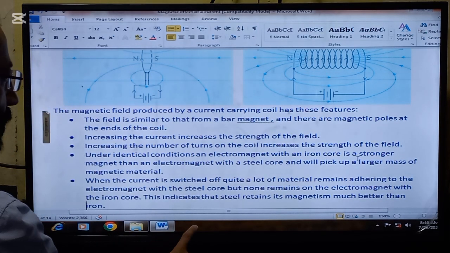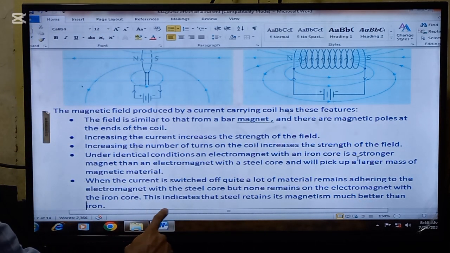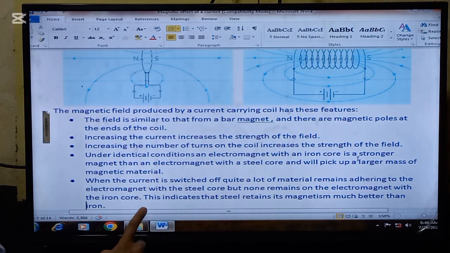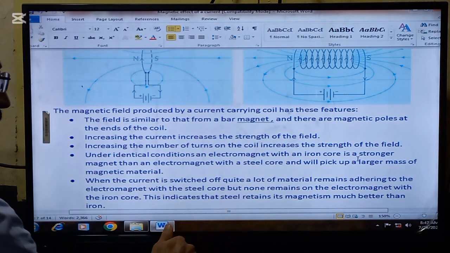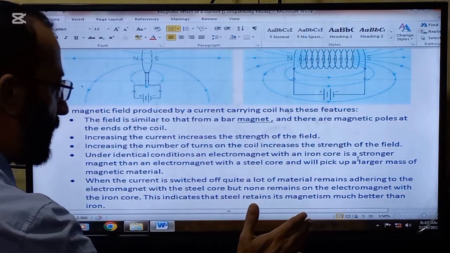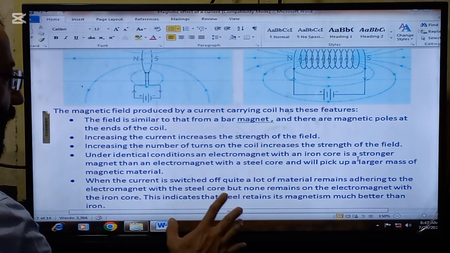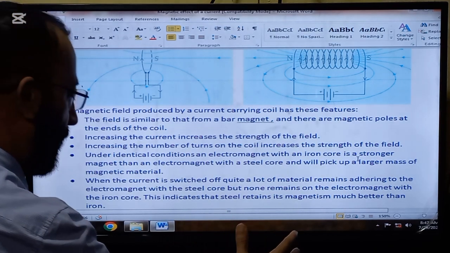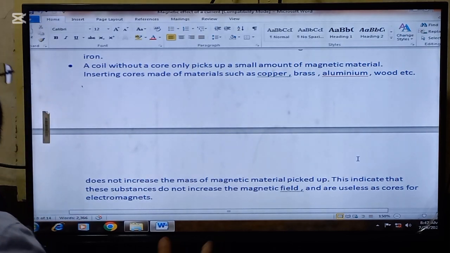When the current is switched off, quite a lot of the material remains adhering to the electromagnet with the steel core, but none remains on the electromagnet with the iron core. This is another very important point. Although the iron core behaves like a strong magnet, when the current is switched off, its electromagnetism is finished. And although the steel core behaves like a weak magnet, when the current is switched off, some of the electromagnetism will still be there in the steel core.